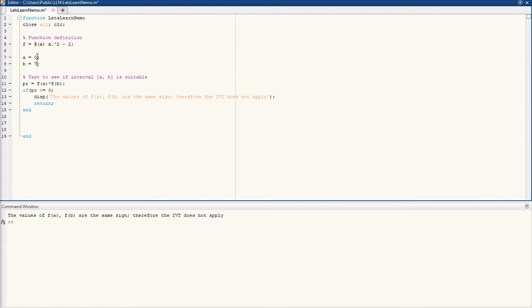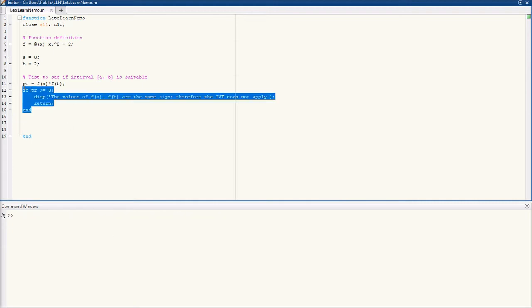And if we go back to our original interval 0, 2: 0 squared minus 2 is negative, and 2 squared minus 2 is going to be positive as well. So this should not return this statement.